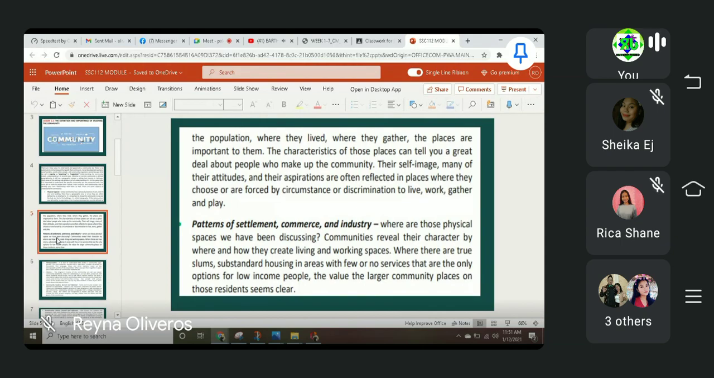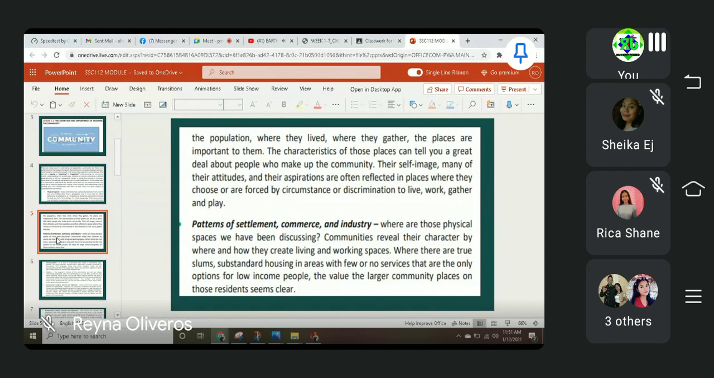Okay? And where there are true slums, substandard housing in areas with few or no services that are only options for low-income people. Yun yung minsan tinitingnan eh. 'Di ba? Na gaano ba kahirap yung pamumuhay ng mga tao sa community? Okay? Ano ba yung mga trabaho nila? Magkano ba yung kinikita nila per day? 'Di ba? So, the larger community places on those residents seems clear. It is because of yung sinasabi dito na substandard housing in areas with few or no services that are only options for low income people.